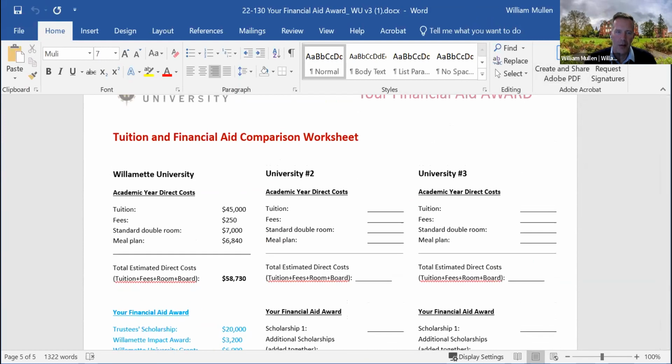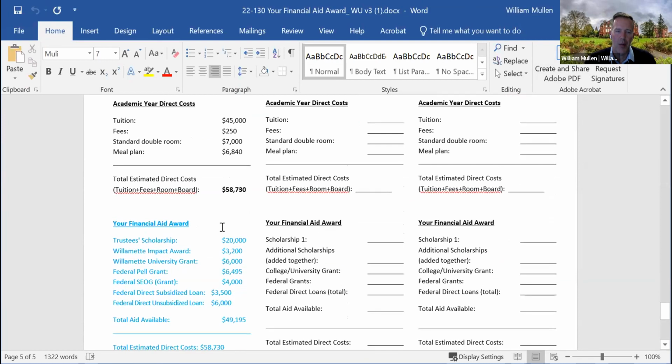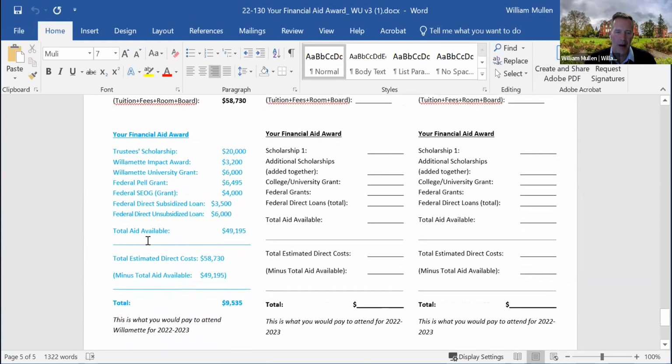So if you can see this, the worksheet is going to populate Willamette's costs, tuition, fees, estimate for room and board, and so on and so forth. And then we're going to put your financial aid award here based on the criteria in the earlier part of the letter. And then it will have the direct costs minus aid, the total, and so on and so forth.